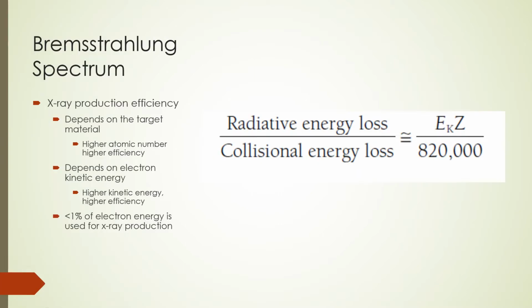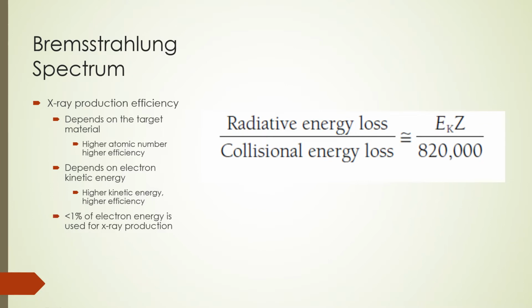I mentioned a few slides back that most of the electron's energy goes to heat production in the anode and that less than 1% produces X-rays. This is because X-ray production is inefficient. Major factors that affect X-ray production include the atomic number of the target, Z, and the kinetic energy, E, of the electron in the X-ray tube.